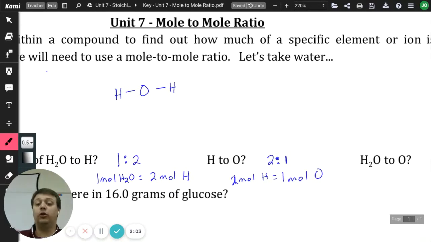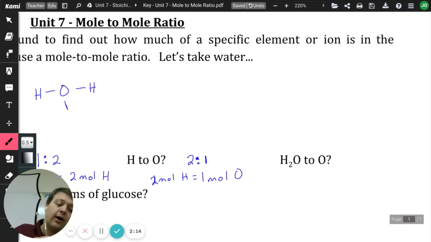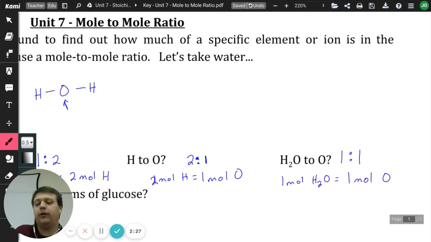So again, we're just able to look at that substance and determine what its ratio of that substance to another substance is. Then if I'm looking at water to oxygen, I've got oxygen here. For every 1 of water, I've got 1 oxygen. So 1 mole of water equals 1 mole of oxygen. And so that's what we're looking at when we're trying to determine our mole-to-mole ratio. We're just going to be looking at those numbers and seeing how many of each substance I have for the overall molecule or in comparison to other elements in that substance.